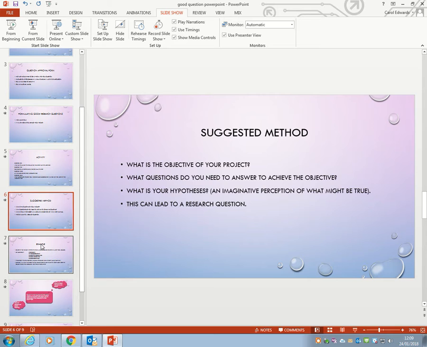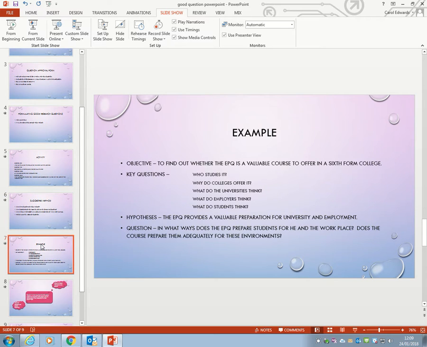So to make it a bit simpler, let's look at this example. So my idea is, I want to find out whether the EPQ is a valuable course to offer in a sixth form college. So my key questions would firstly be, who studies it? Why do colleges offer it? What do the universities think? What do employers think? And what do the students think? So I've identified all the key questions I need to answer.